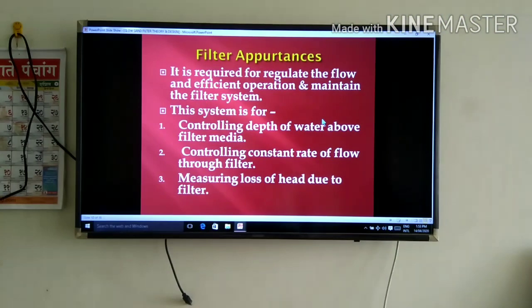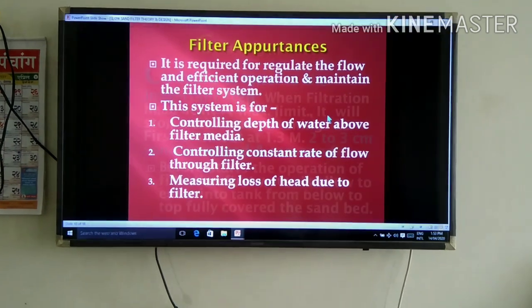Under filter appurtenances, they are required to regulate the flow, operate efficiently and maintain the filter system. This system is for, first, controlling the depth of water above the filter media. Second, controlling a constant rate of flow through the filter. And third, measuring loss of head due to the filter.